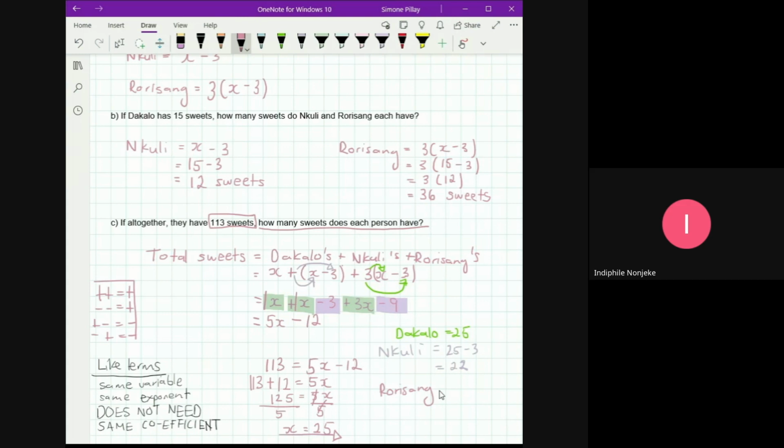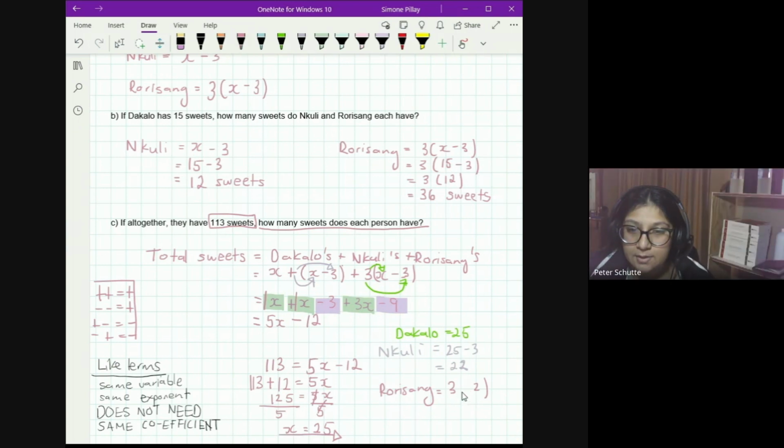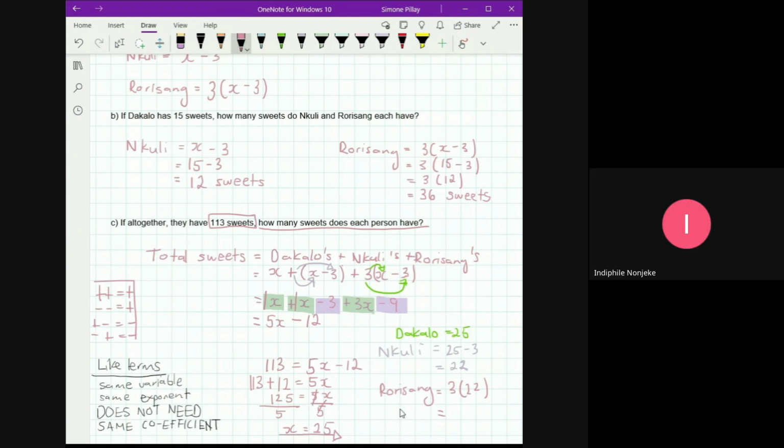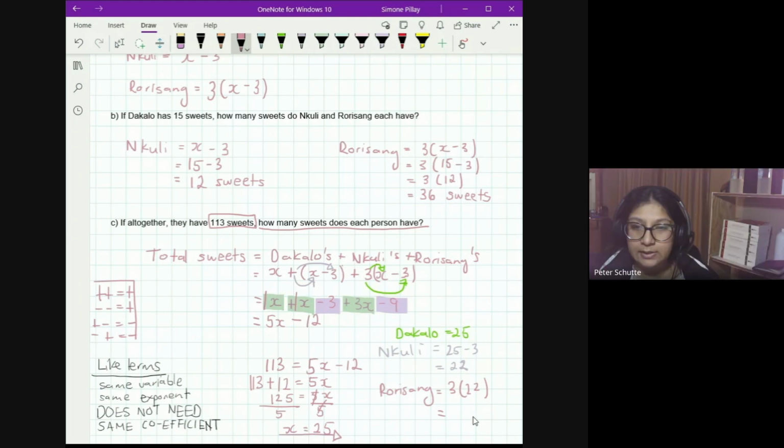So we're going to have to say, is it 22 times 3 or 22 plus 3? It's going to be times 3, because it's times, that means multiplication. So he has 3 times as many sweets as Nkuli has. So we're going to multiply Nkuli's sweets by 3. And what do we get there? 66. Okay, so that is that.